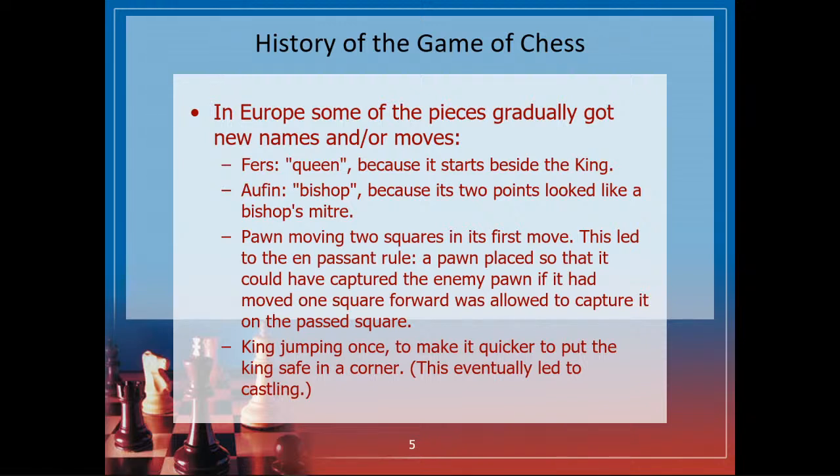Basically, in Europe, some of the pieces gradually changed their names to queen, bishop, and pawn moving 2 squares in the first move. This led to an en passant rule. A pawn placed so that it could have captured the enemy pawn if it had moved 1 square first was allowed to capture it on the passing square, and we're going to cover that in detail. The king jumping once made it quicker to put the king safe in the corner. Okay, and that's our castling.